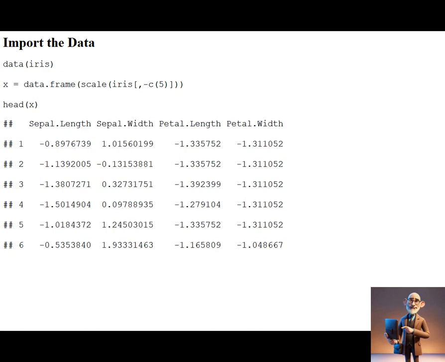Here's what's happening in this code. scale(iris[, -5]). This part scales the numeric variables in the dataset. Scaling is a common pre-processing step that ensures all variables are on a similar scale, preventing certain variables from dominating the clustering process due to their larger magnitude. data.frame. The result is then converted into a data frame for ease of use. head(x). This function displays the first few rows of the prepared data, giving us a glimpse into the transformed dataset.